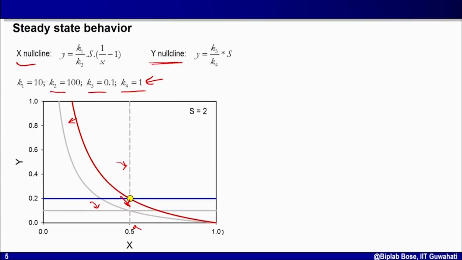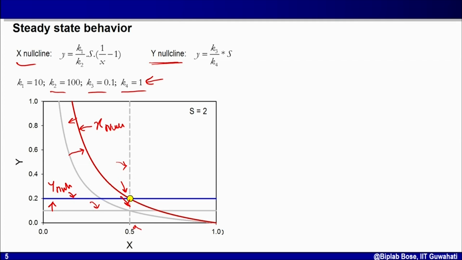So I change S equal to 2, then my x nullcline is this one, this is my x null. And the y nullcline is this blue one. And you can see the gray lines are the older nullclines I have shown in the same plot. The y nullcline has moved from this gray to this one. The x nullcline has moved from this gray line to this one. Both of them have changed because both of them have S, the input signal term, in their equation. But their intersection point is this one, this yellow point.